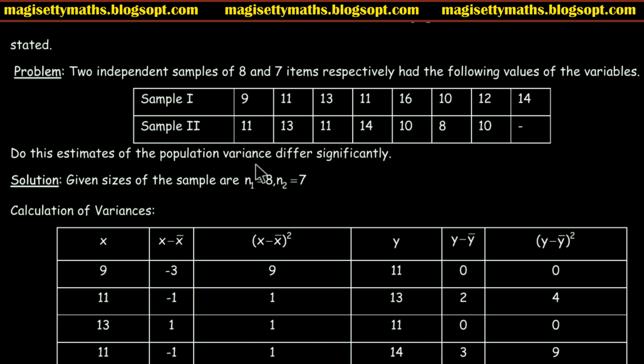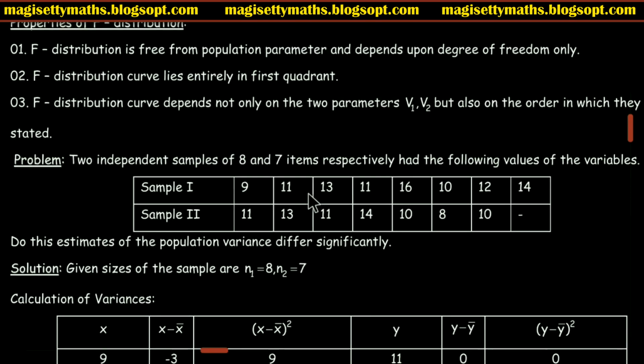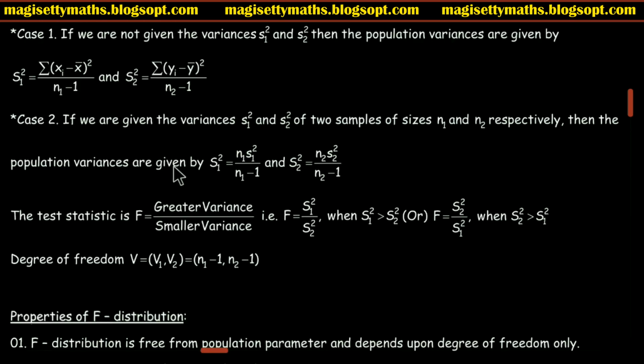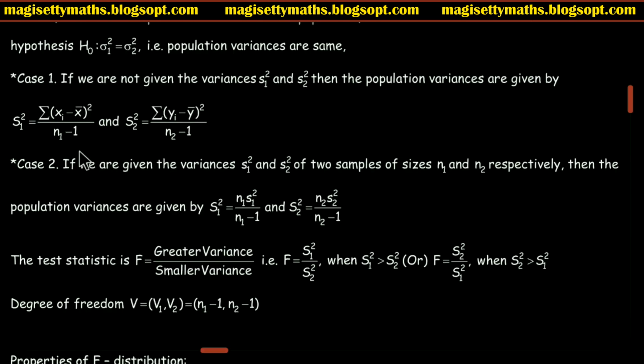So we have to use the F distribution or F test. Given the sizes of the samples, n1 is 8 and n2 is 7. Here only the sample data is given. So the case is, if we are not given the variances s1 square and s2 square of the samples, we have to evaluate the population variances by using these two formulae.